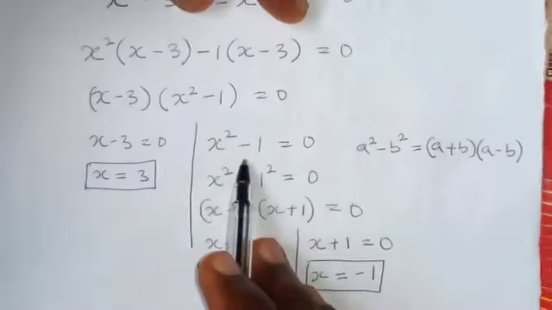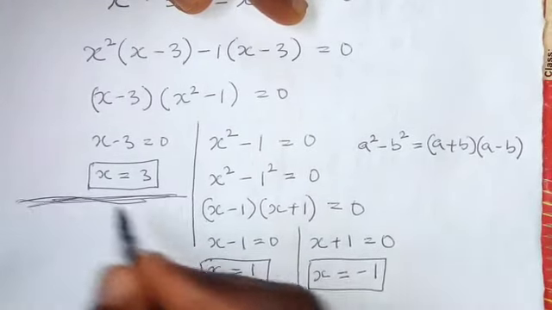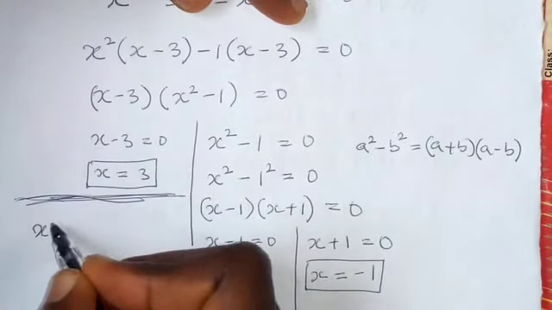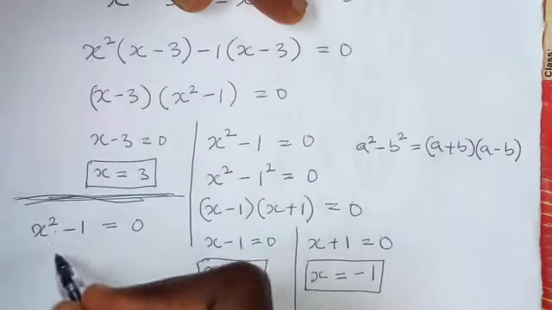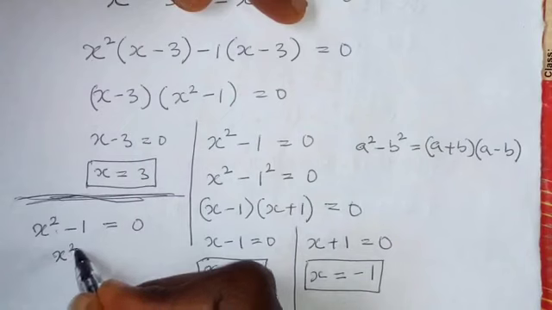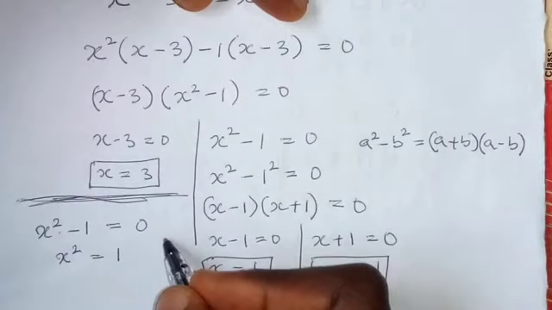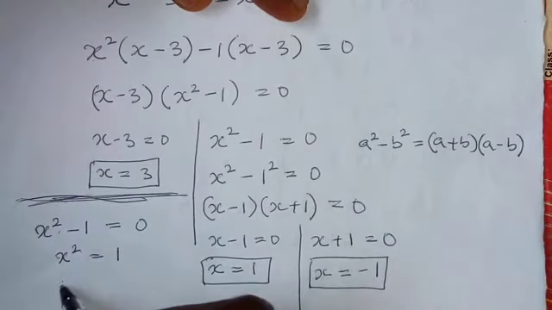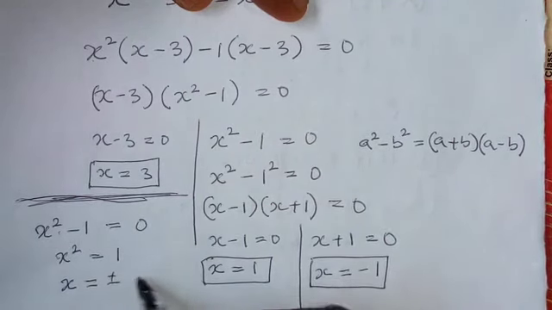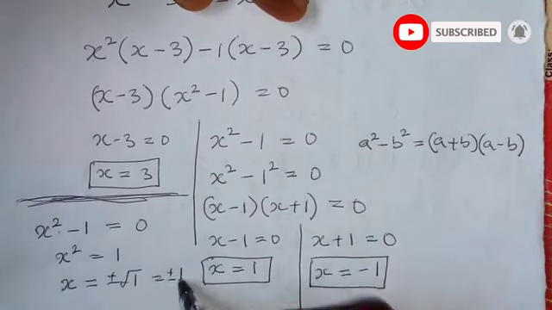Another method for this is that when we have x raised to power 2 minus 1 equals 0, you can say x raised to power 2 equals 1 by collecting this to the right hand side. So let's introduce square roots. We have x equals plus or minus square root of 1, which is equal to plus or minus 1.